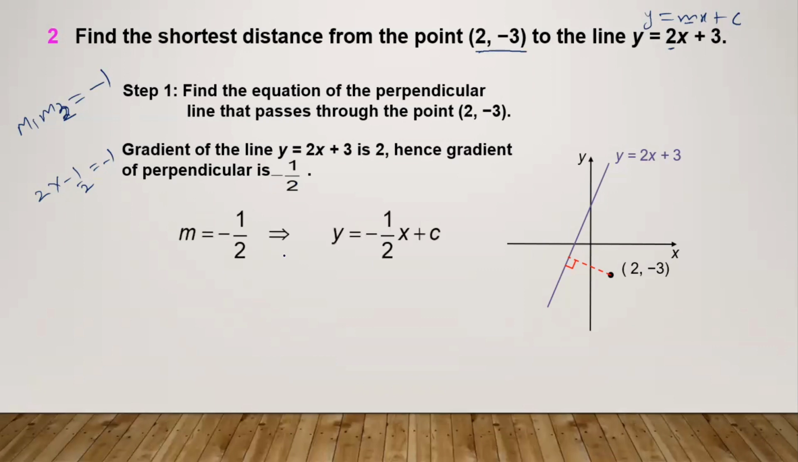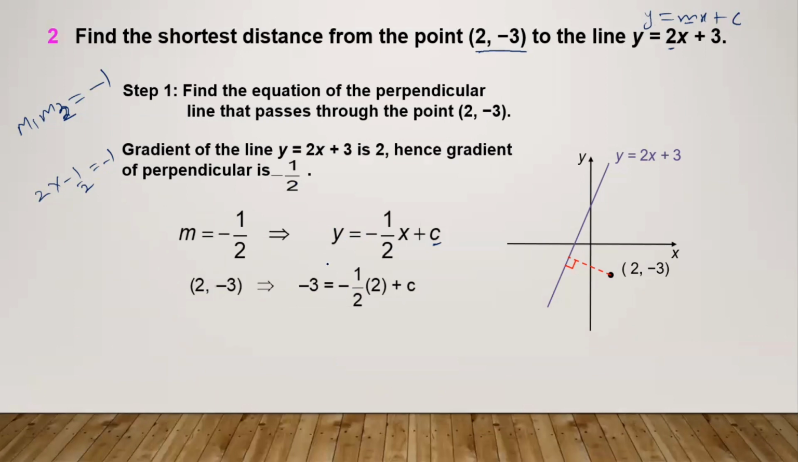Now to find the equation of a line, we have the format y = mx + c. So the equation of this perpendicular line is going to be y = -1/2 x + c, where we need to find the y-intercept. c is the point where the line cuts the y-axis. So (2, -3) is the point from where it passes.